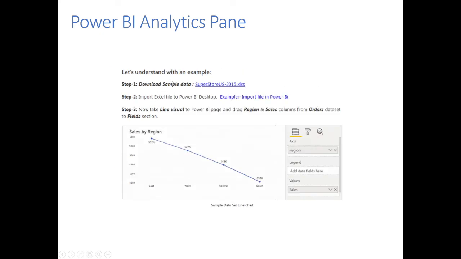Let's understand this with an example. First, we download the data, the Superstore US 2015 worksheet. Then import the Excel file to Power BI Desktop, and then take the line visual to the Power BI page and drag region and sales columns. So we have region for the axis and sales for the values from the orders data set.